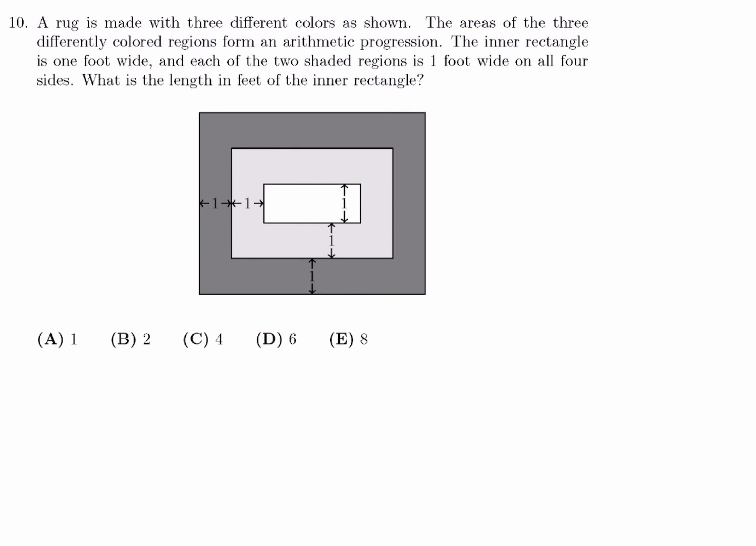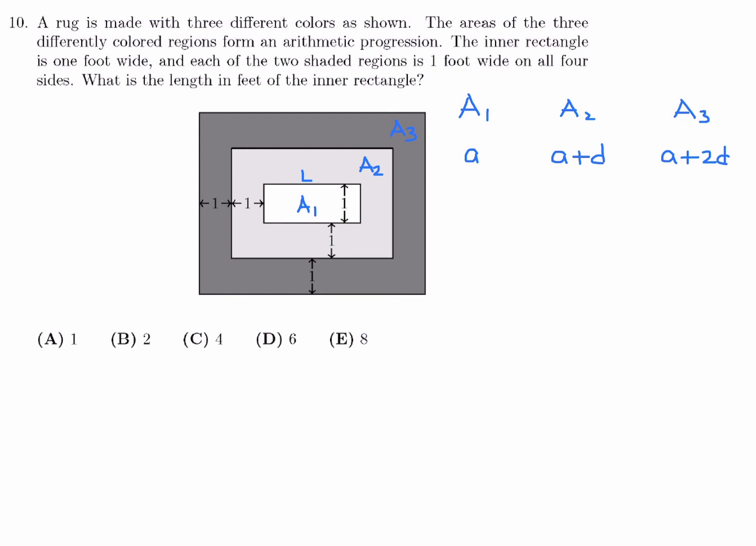A rug is made with 3 different colors as shown. The areas of the 3 differently colored regions form an arithmetic progression. The inner rectangle is 1 foot wide, and each of the 2 shaded regions is 1 foot wide on all 4 sides. What is the length in feet of the inner rectangle? Well, let's label that inner rectangle's length L, and now we have to figure out the area of this guy, I'll call it A1, area of this guy, A2, and that area I'll call A3. So I have A1, A2, and A3. And they tell me that they form an arithmetic progression, and arithmetic progressions are of the form A, A plus D, A plus 2D.